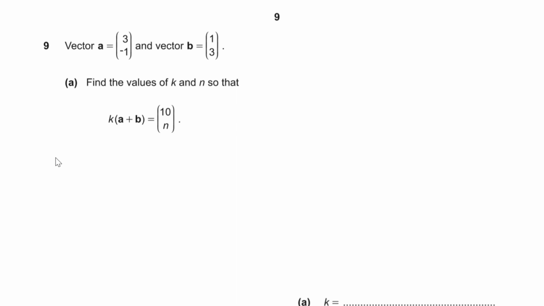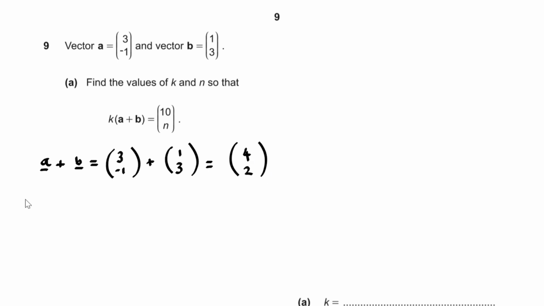Question number 9 for part A. Well, we're given that vector a is equal to (3, -1) and b is equal to (1, 3). We have to find the value of k and n such that k lots of a plus b equals (10, n). Well, if we actually work out what the vector a plus b is, we have the vector a (3, -1) plus the vector b, which is (1, 3). So it turns out here we have (4, 2).